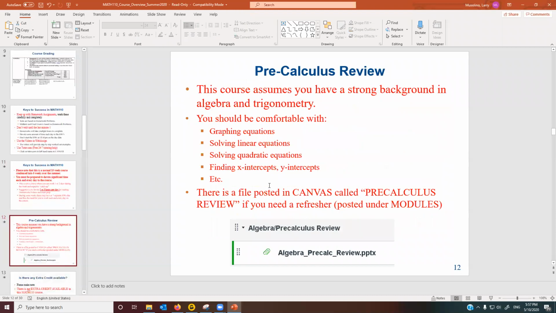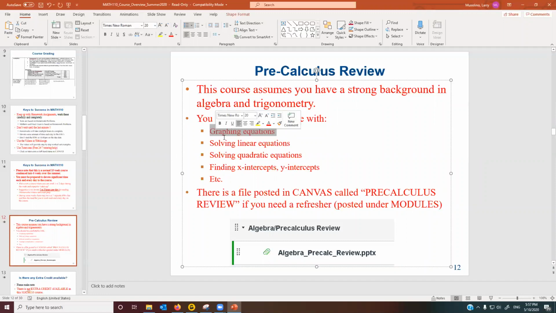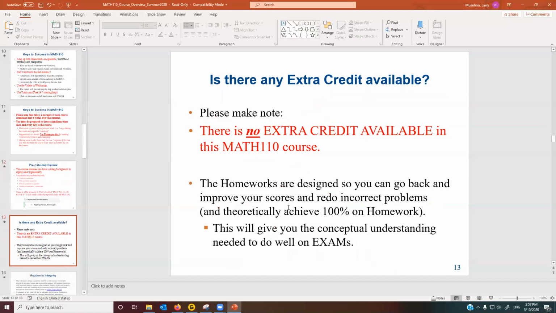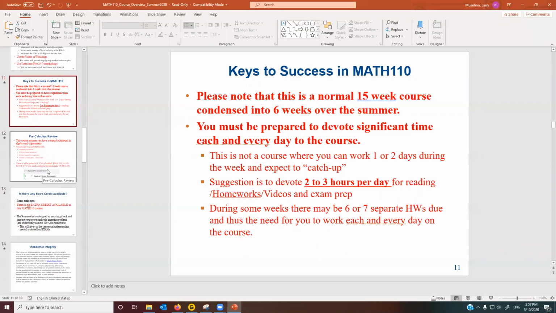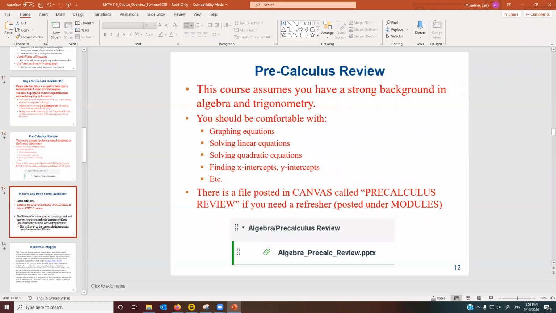Folks, this course assumes you have a good background in algebra, so you should be comfortable with things like graphing equations, solving linear equations, solving quadratic equations, finding intercepts. There is a file posted in Canvas called Pre-Calculus Review. Please look that over. It'll be a good refresher. There's some good worked out examples in that file. So please carefully review that before this course starts, just to make sure you're up to speed with algebra topics.